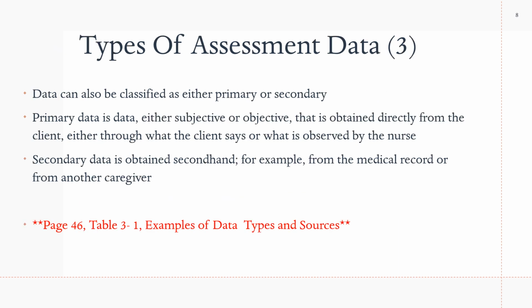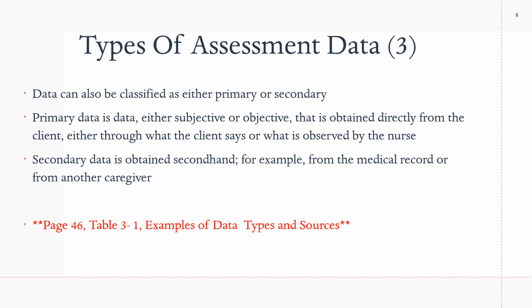Data can also be classified as either primary or secondary. Primary data is data that is either subjective or objective, that is obtained directly from the client, either through what the client says or what is observed by the nurse. So primary data is me looking at this patient, whether it is something that I am assessing or whether it is something that they are speaking.